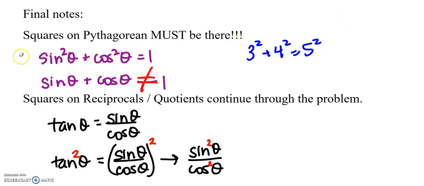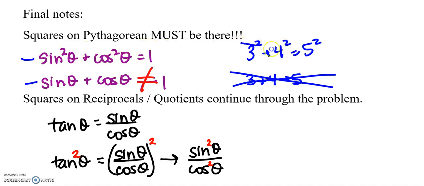But when you try to go from this line to this line, what you're doing is you're saying, I'm going to just say that 3 plus 4 is equal to 5. Well, that's definitely not true. So, you have to have the squares in order for Pythagorean theorem to work. But then the squares on the reciprocals or the quotients can continue throughout the problem. If we know that tangent is equal to sine over cosine, if I square tangent, that's the same thing as squaring this whole fraction, which would be squaring the top and squaring the bottom. So that's okay.